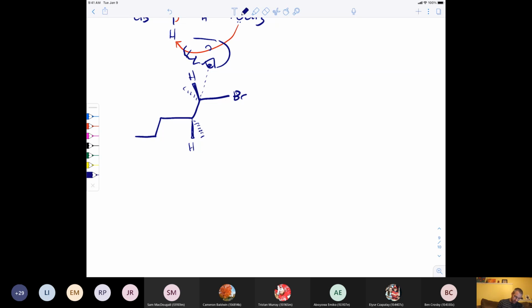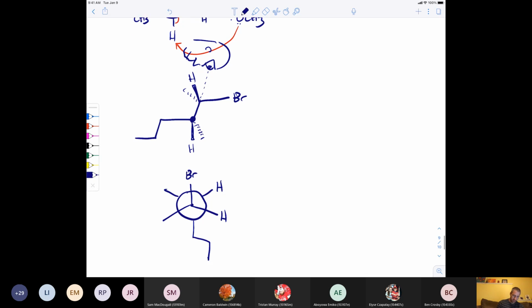The way this would look from that vantage point is it would look to your perspective that the bromine was up, and to your right would be the hydrogen, and to your left would be the methyl. And then looking over at the back carbon, which is over here, the one going down would be the propyl group, and going to your right would be the hydrogen, and going to your left would be the methyl group.